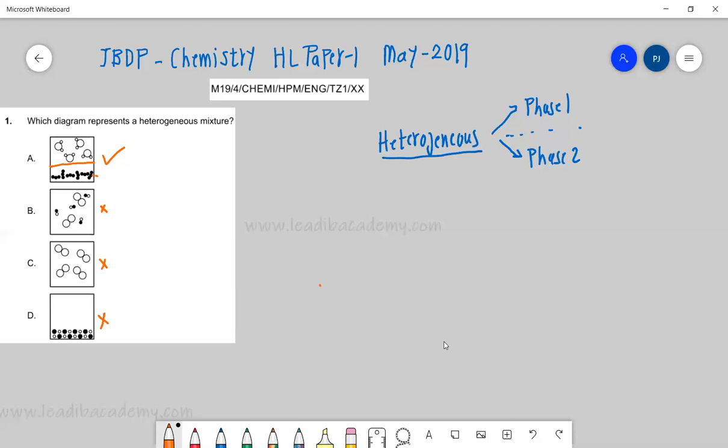In case of D, it is clearly a uniform kind of mixture, so it is like a homogeneous. But in case of A, 2 separate phases are clearly in existence. So our clear-cut answer is A. I will say option A is the correct answer. Very, very simple.